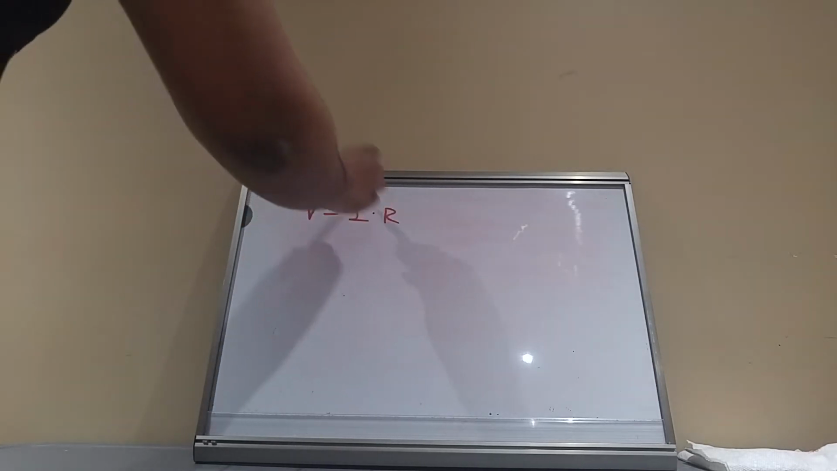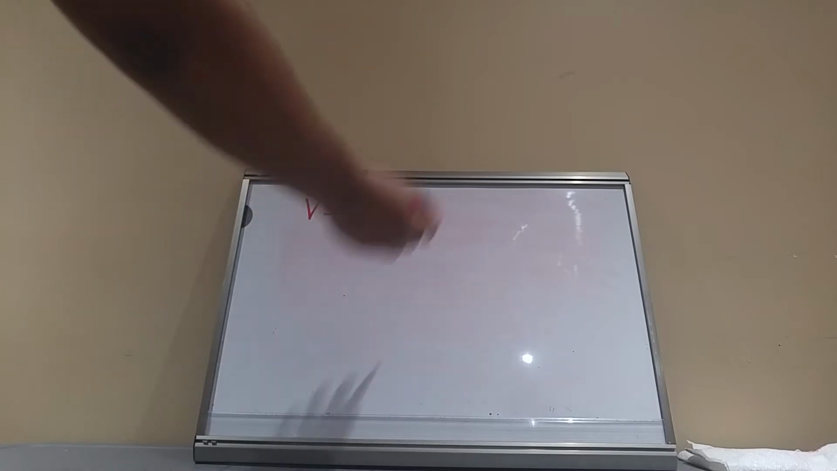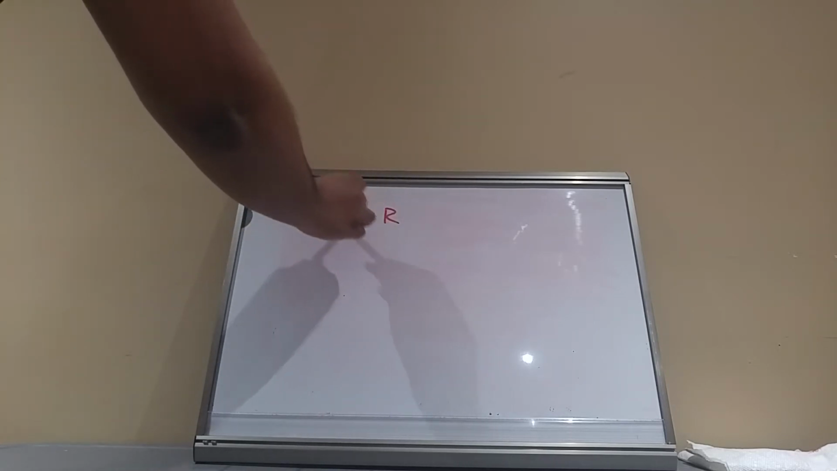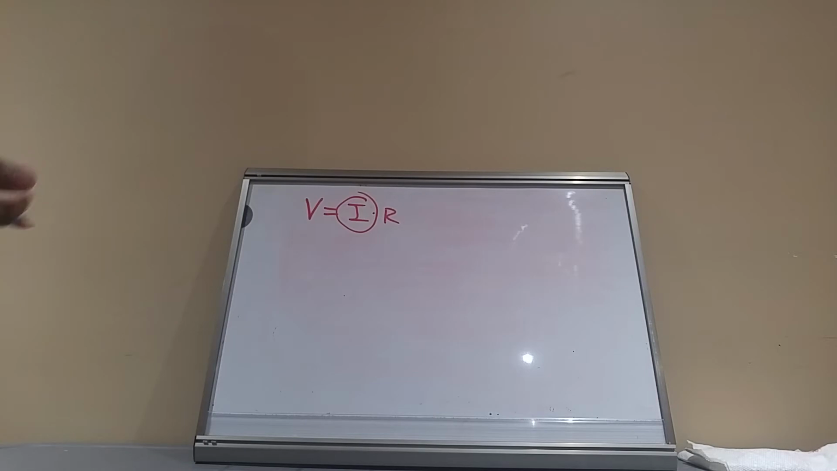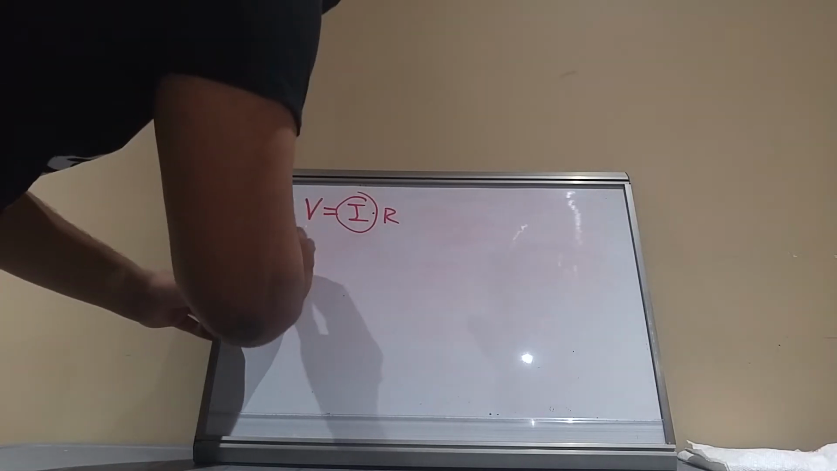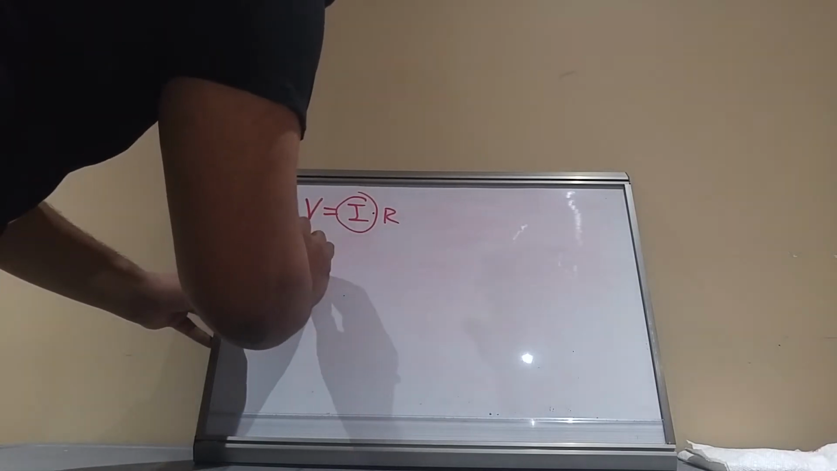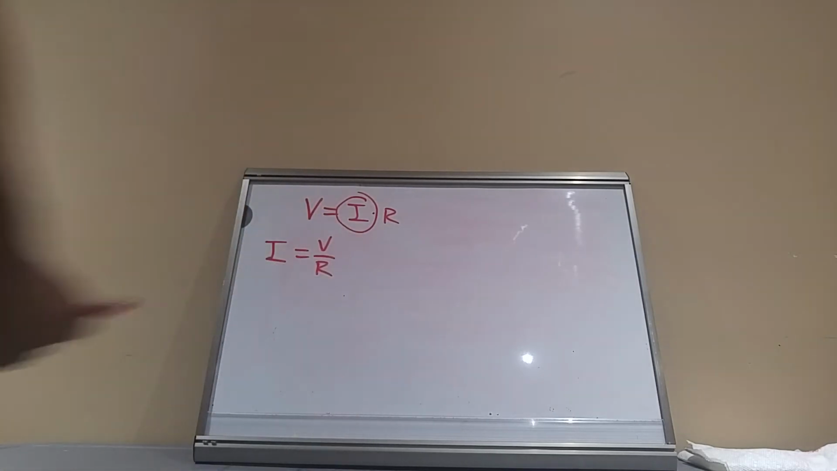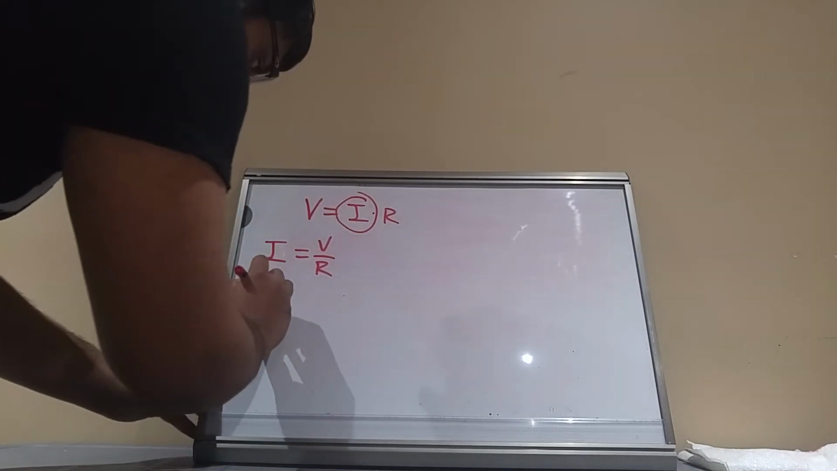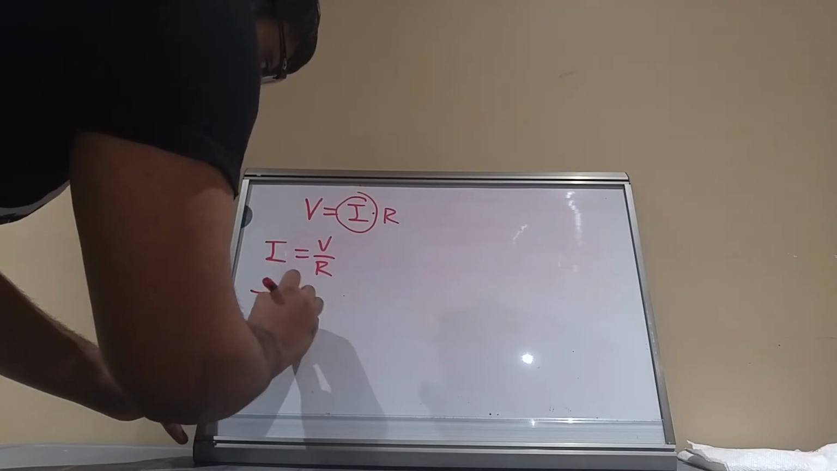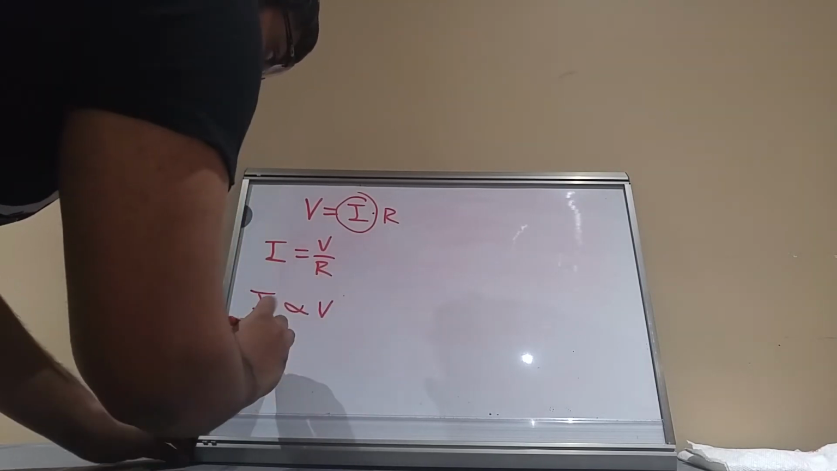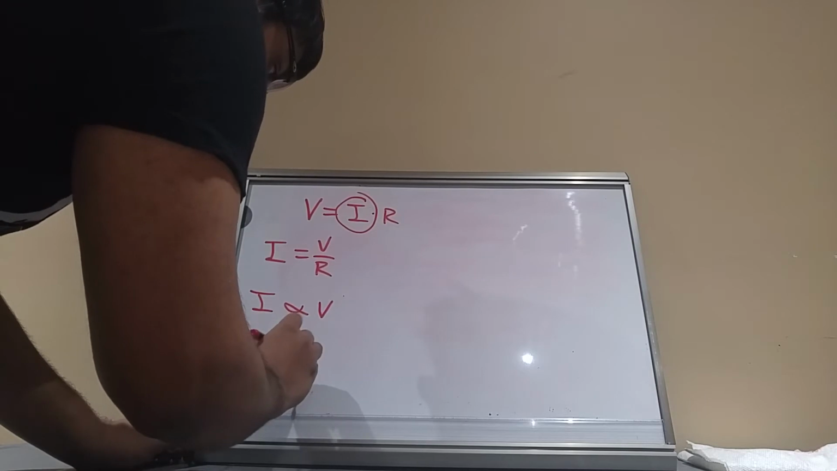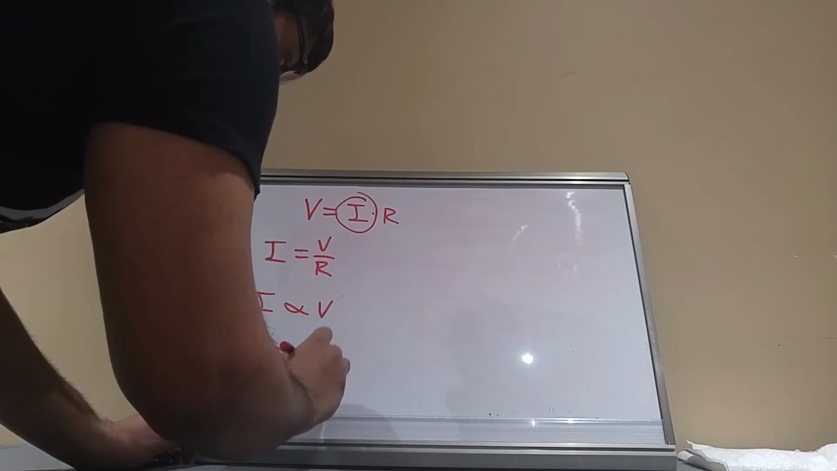So a good way of looking at this theory is to observe I, which is the flow of electrons. So let me rearrange the equation. We have I, which equals voltage over R. This basically says that current is proportional to V, and current is going to be proportional to 1 over R.